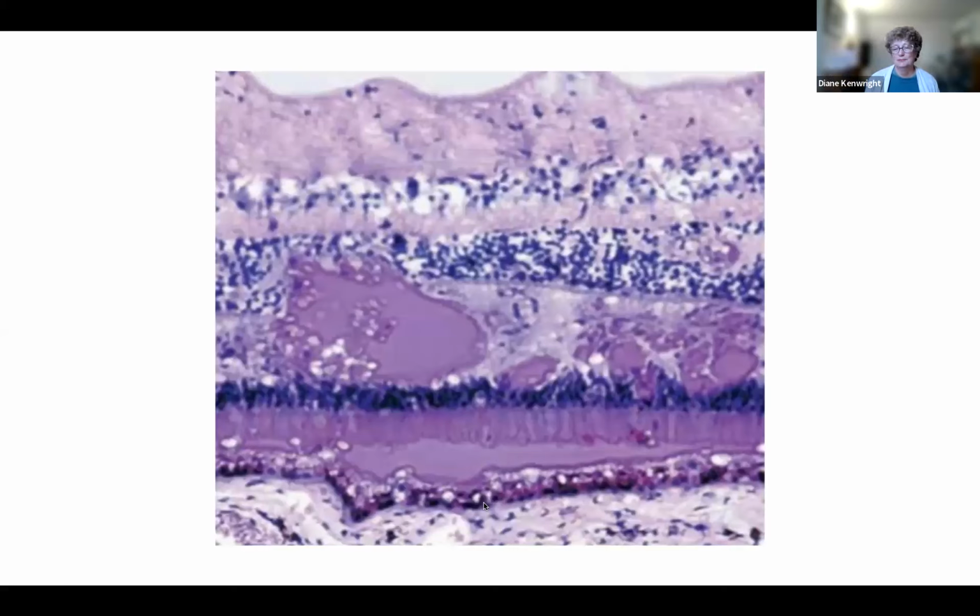This one, what's this one? It's a bit out of focus, sorry. What's this one? Hard exudate, well done. Yep, hard exudate. Deep in the retina. Yep, there's a bit of a subretinal exudate there as well.